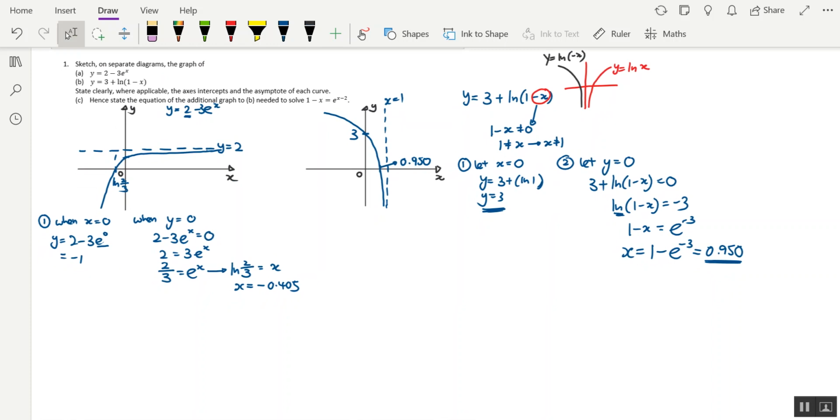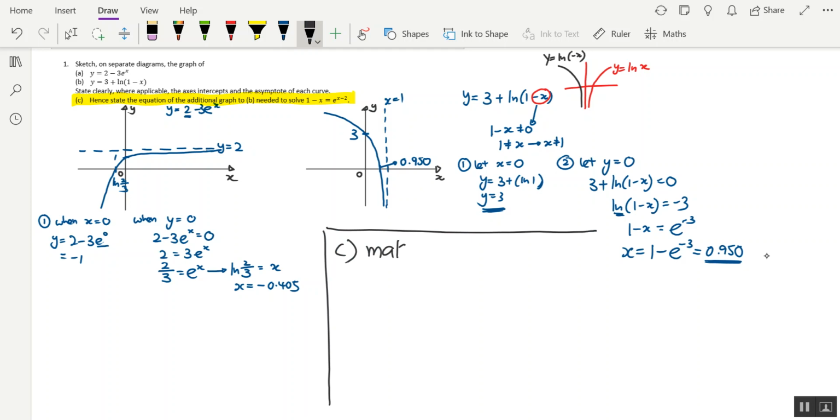Part C. Hence state the equation of the additional graph to solve this. This is an inserting suitable straight line kind of question. For this kind of question, the technique is always to make the left hand side equal to the equation of the graph. Always, because the equation of the graph is equal to y.